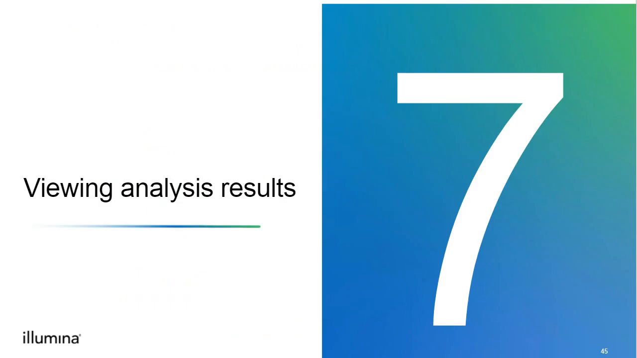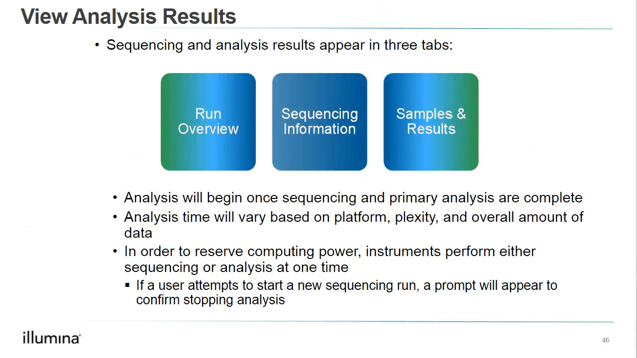So now you've performed your run, you've set up your secondary analysis, everything is completed. How do you actually view your results? When you go back to the Local Run Manager dashboard, you can select on the run. Analysis will begin once sequencing and primary analysis are complete. Note that the instrument can only perform sequencing or analysis at once, cannot do one while the other is in progress, and preference will always be given to sequencing.